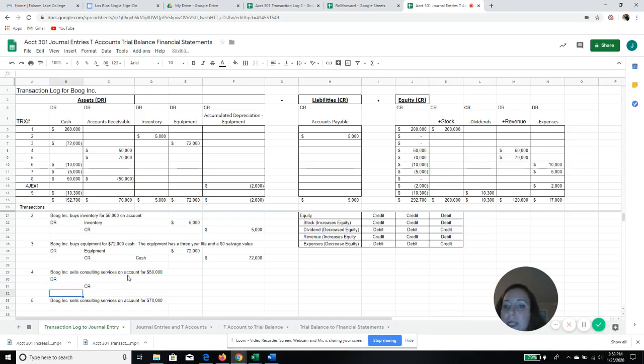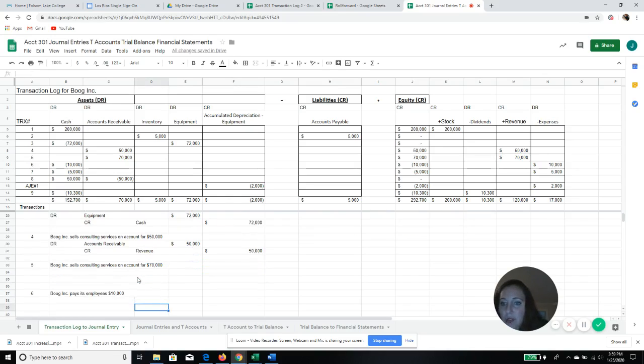We sold consulting services on account for $50,000. We increased accounts receivable, an asset, by $50,000, so we will debit it. We increased revenue. Revenue has a natural credit balance, so we increase revenue with a credit. So we're going to type in revenue, credit.